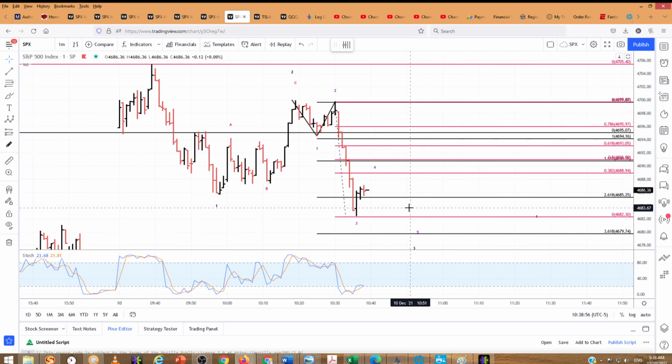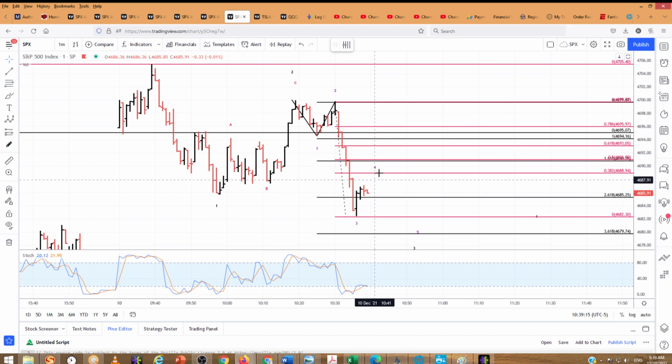Again, this is a 1-minute chart. There you go. Make it a little thicker for you guys. And we're watching it. Scalping here on Friday morning, December 10, 2021. I think you guys get the picture. 4 should go up here.